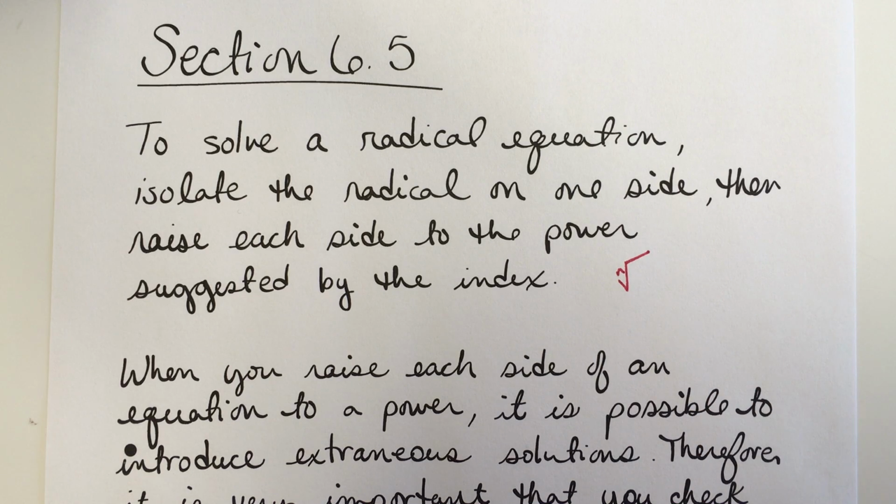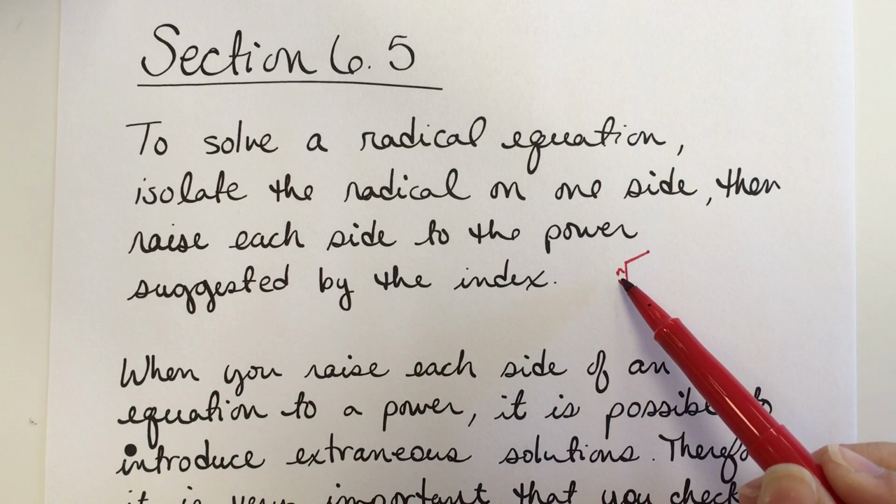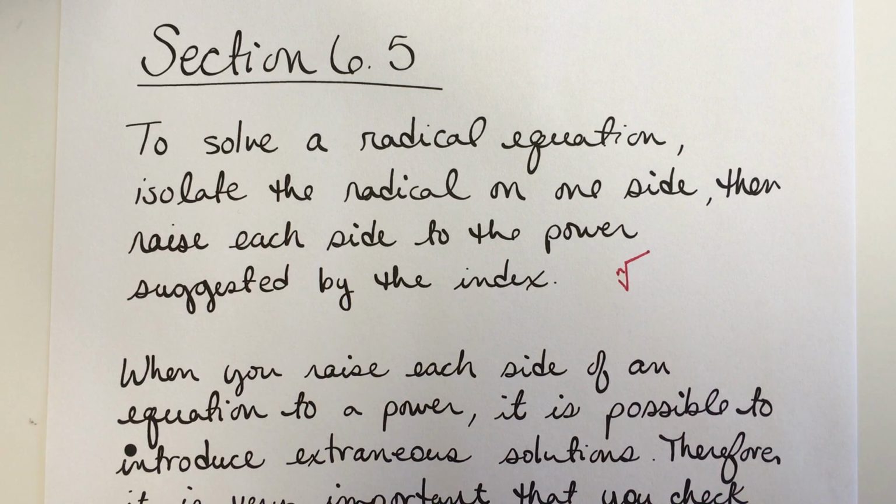And since we're going to be looking at all square roots, then the number that we're going to have here is going to be an understood 2, which means when I go to raise each side to a power, I'm going to be raising each side to the second power. If it were a cube root, you're going to raise each side to the third power, and so on.